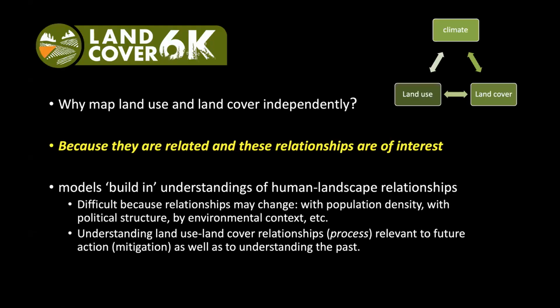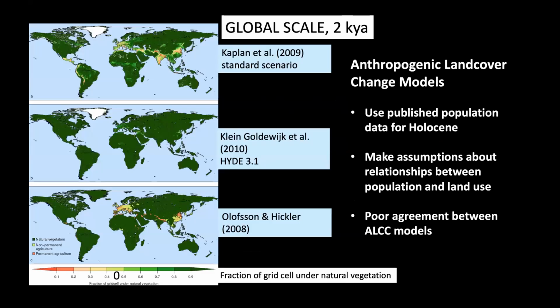It's worth mentioning why we're mapping land use and land cover independently, because they are related, and we're interested in what those relationships are, not just documenting one or the other. The anthropogenic land cover change models are building in understandings of human landscape relationships, and it's important to be teasing those relationships apart as part of improving our understanding of them into the past, and how they can help make these land cover change models more accurate.